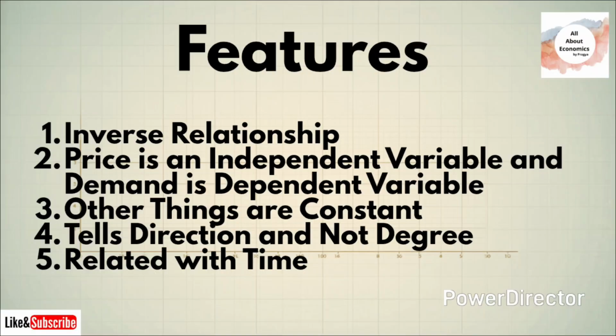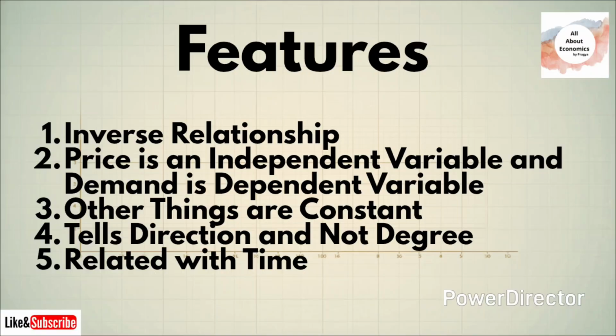Second one is price is an independent variable and demand is a dependent variable. So we know that in this law of demand, we are only covering a one-sided relationship where price is impacting the demand. So price is an independent variable. Independent variable means that it is not dependent on anybody and it is changing itself. And demand is a dependent variable and it is dependent on the prices. So demand is changing when the price is changing in the market.